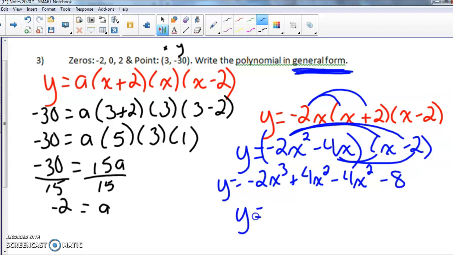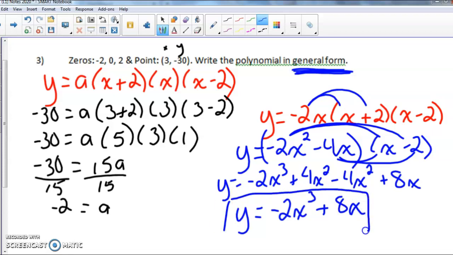Combining my like terms in general form, this looks like negative 2x to the third. The x squareds cancel. And I'm left with, oh wait, that last term should be positive 8x, my bad. So plus 8x. Okay, so this is this equation in general form.